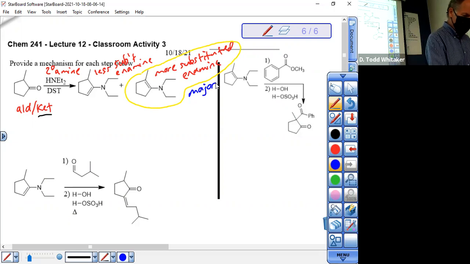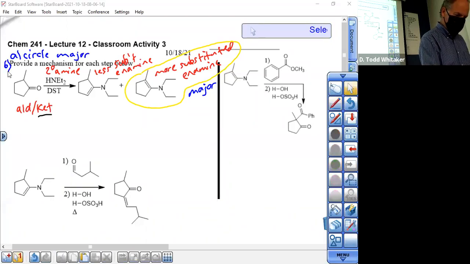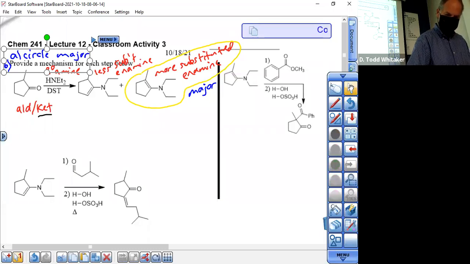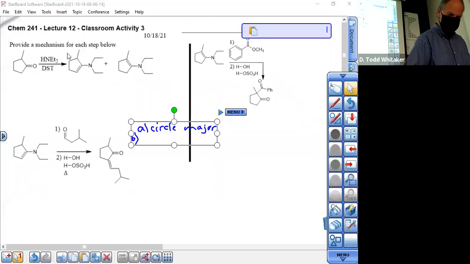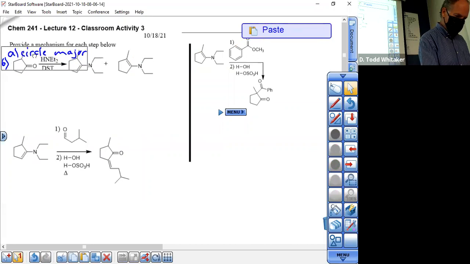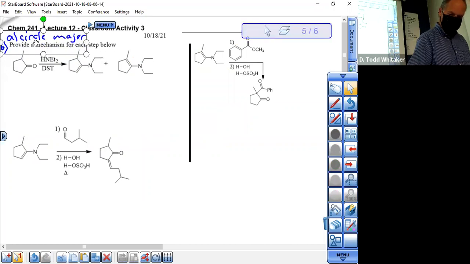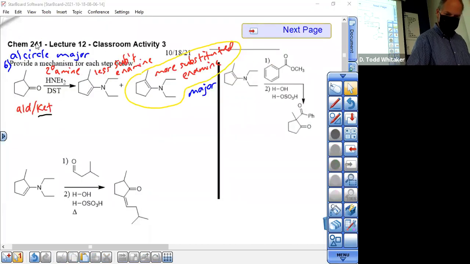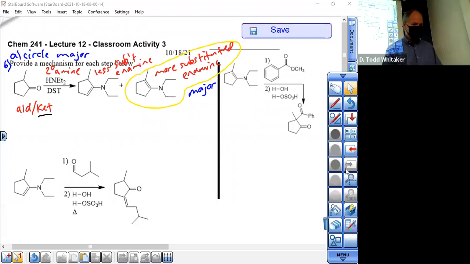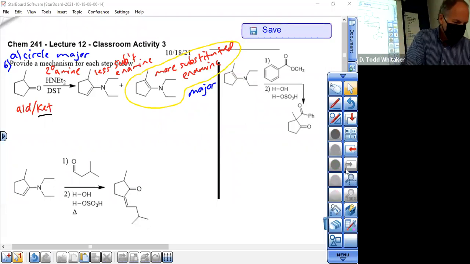Here, A. Circle major. B. Look at that. Good retrofit. Okay. For each step below.